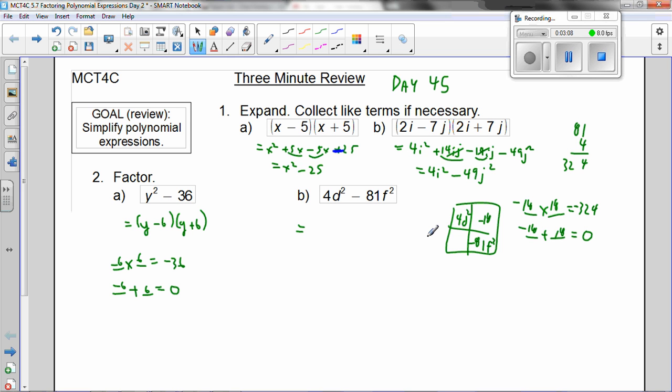And the middle term here, well, what's the middle term? It's kind of weird. I need a D and an F. 18, D and F. And if I factor up, I get 2D. I factor up, I get negative 9F. Factor across, I get 2D. Factor across, I get, oh, positive 9F. And there are my factors.